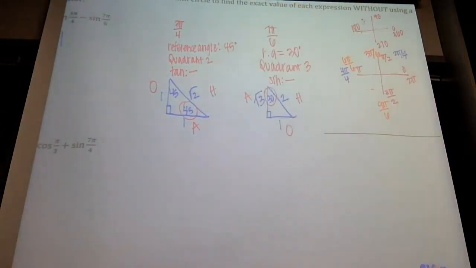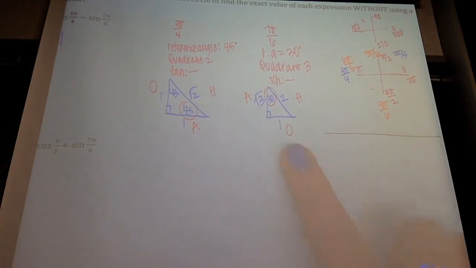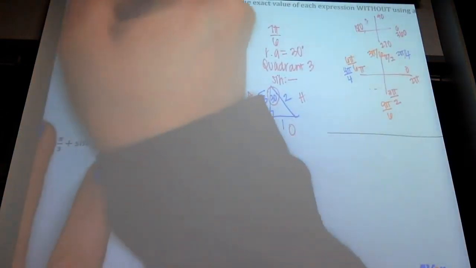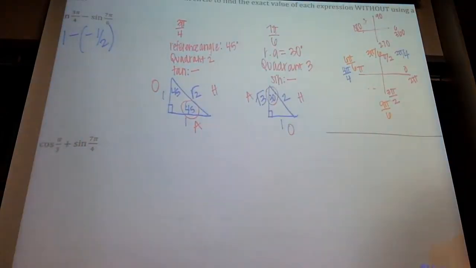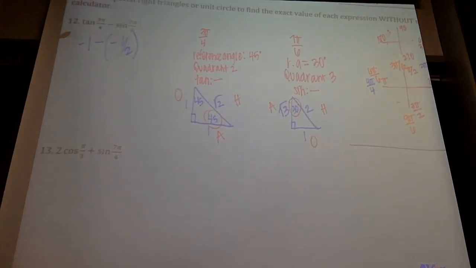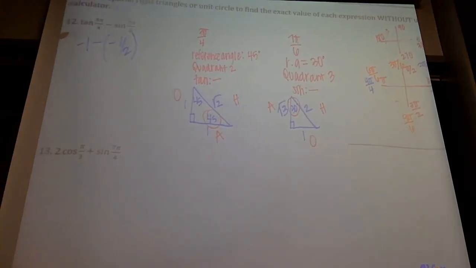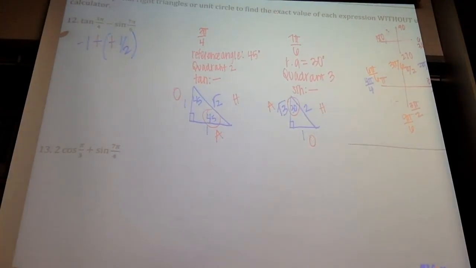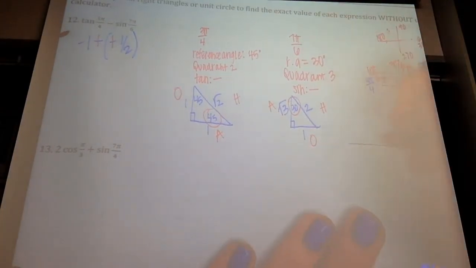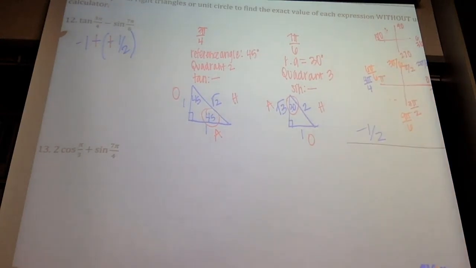I have my opposite, adjacent, and hypotenuse. And so sine is opposite over hypotenuse. It's a negative, so we'll be subtracting a negative 1/2. So a minus a negative becomes a positive. So negative 1 plus 1/2 becomes negative 1/2. And that's my final answer for that one.